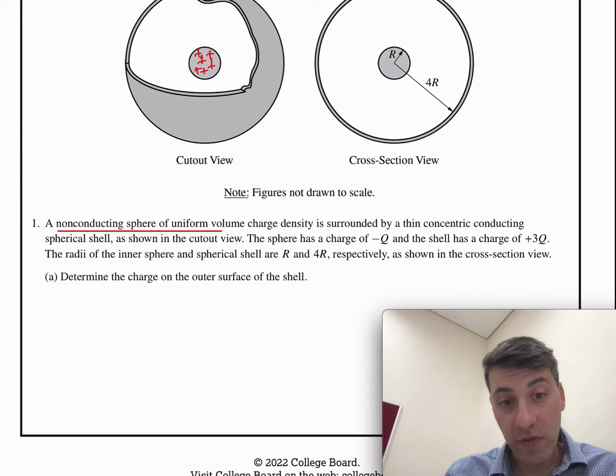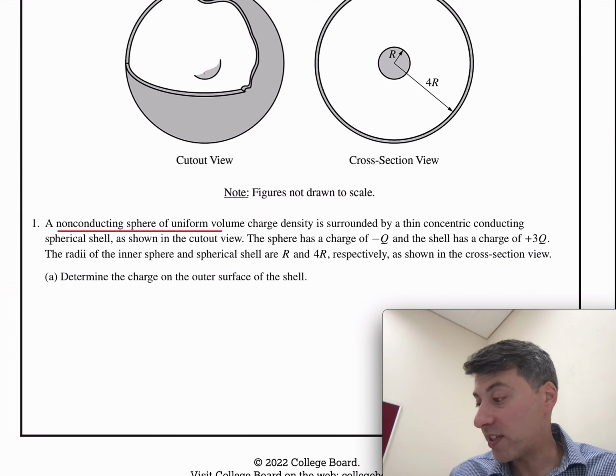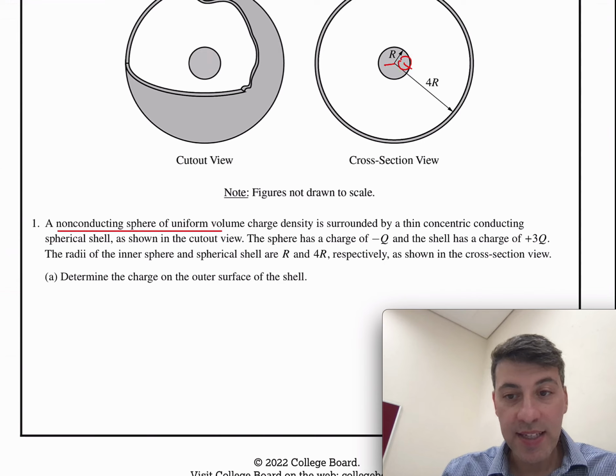with uniform volume density, and is surrounded by a thin concentric conducting spherical shell, as we see in the view. The sphere has a charge of minus q, so actually I was wrong to put positive charge there. We have negative charge that we can consider to be minus q, and the shell has a charge of plus 3q.